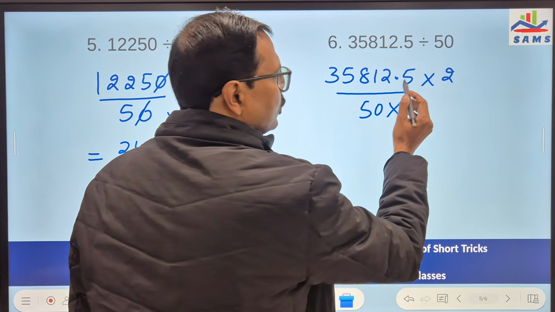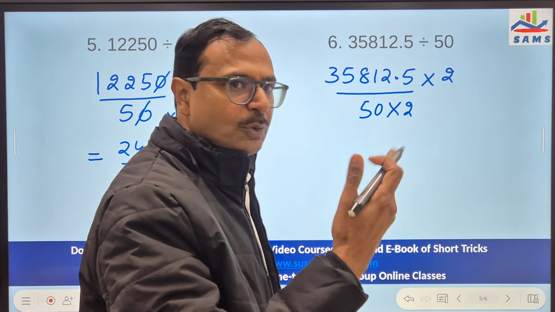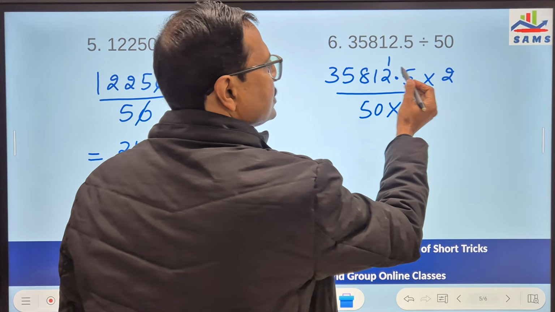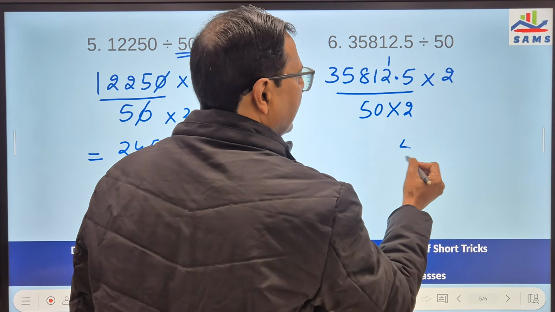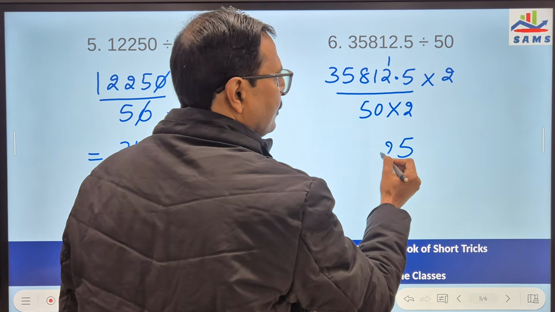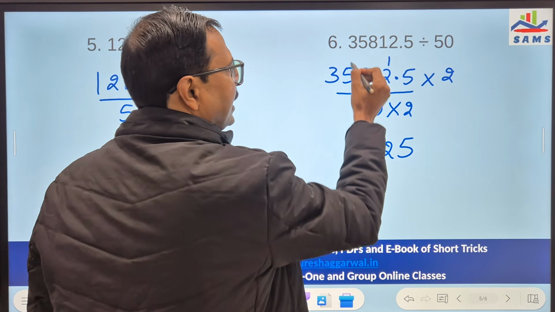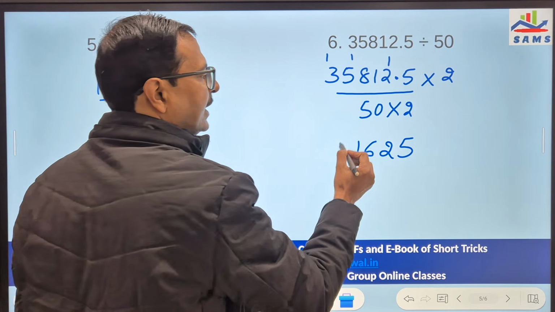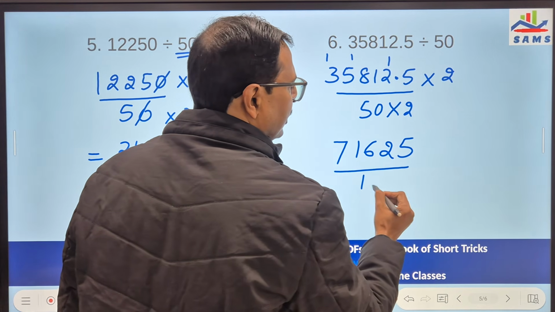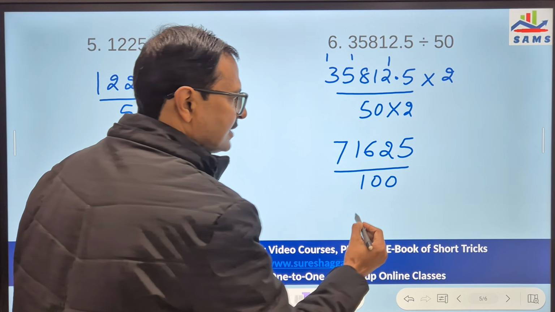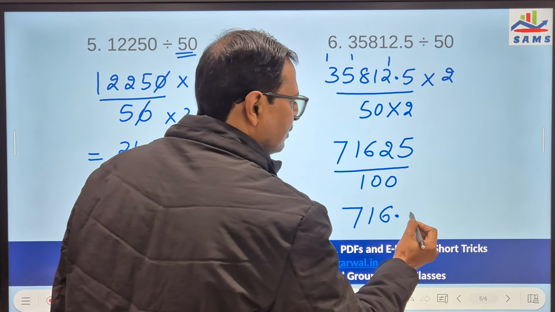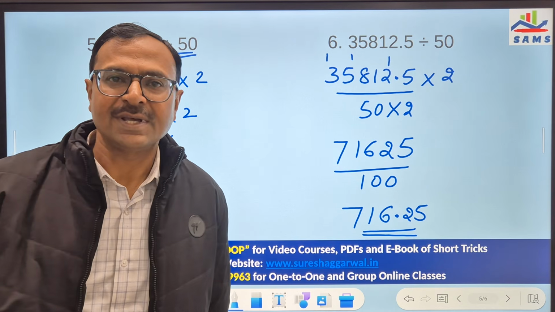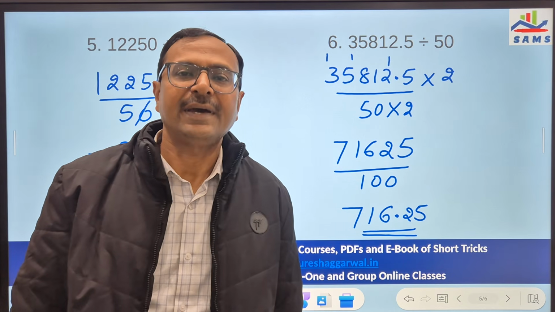2 5s are 10, so you will have a 0 after decimal, which I don't want to write. Right? So 1 carried, 2 2s are 4 plus 1, we have a 5. Then 2 1s are 2. 2 8s are 16, 6 1 carry, 2 5s are 10 plus 1 11, 1 1 carry, and then we have 6 plus 1 7, and in the denominator you have the 100, giving you the final answer as 716.25. See how the skill of doubling the numbers helps in getting to the correct answer.